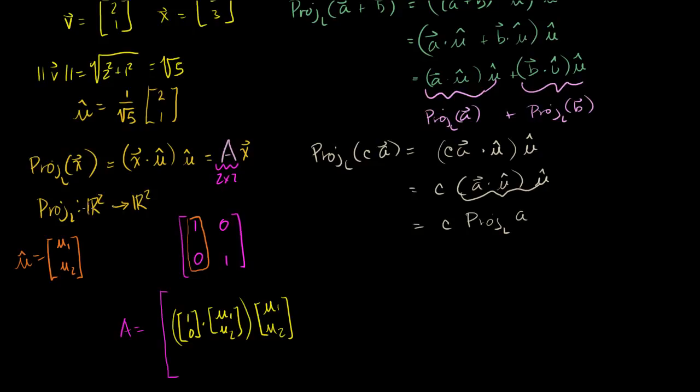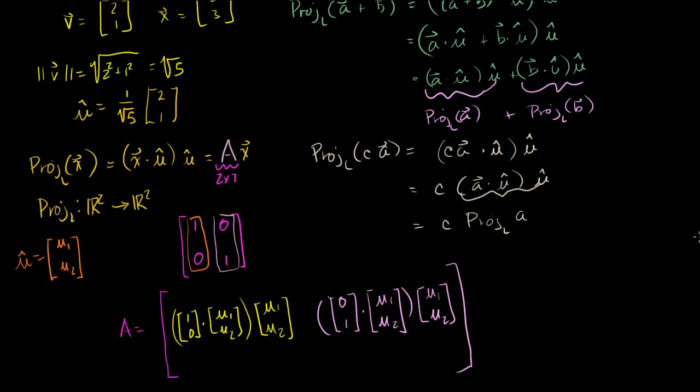My second column is going to be the same thing, but I'm now going to take the projection of this guy. The definition of our projection is you dot this guy with our unit vector. So when you dot it, we're taking the dot product of (0, 1) dot my unit vector (u1, u2). And I'm going to multiply that times my unit vector (u1, u2). This seems very complicated, but it should simplify when we actually try to work out our transformation matrix.